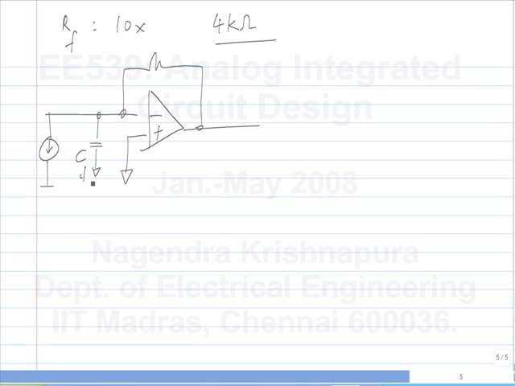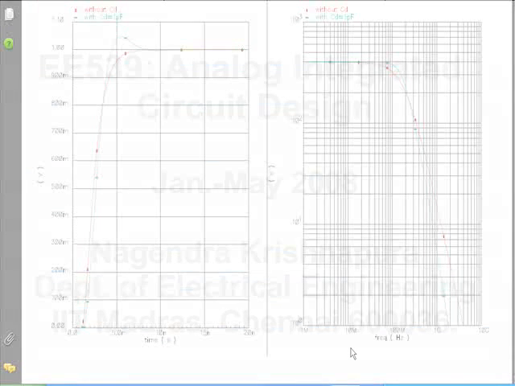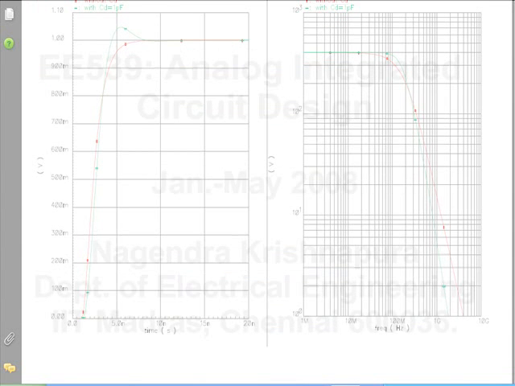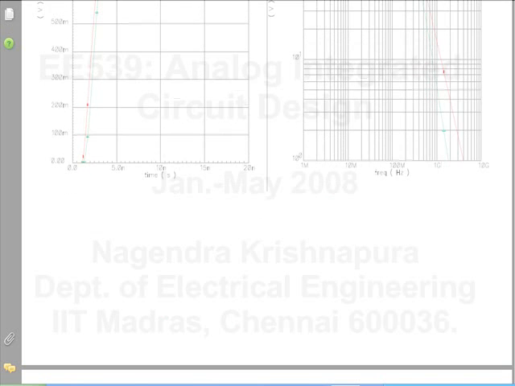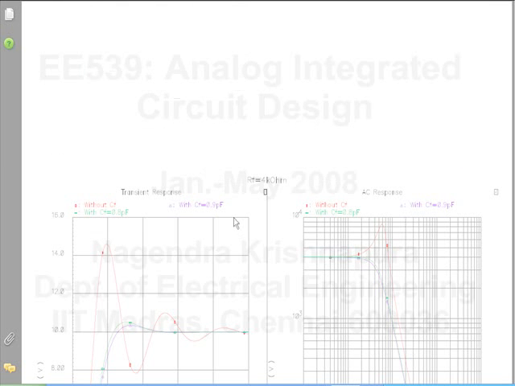What happens to the circuit response if you do this? So it will peak quite a bit. How much does it peak? So you can see here, this is at about 4 and this is at about 8. So it peaks by about 6 dB or so.